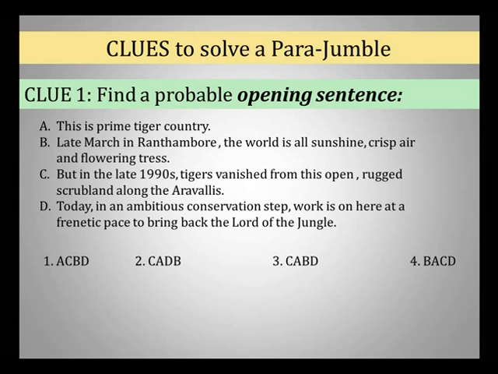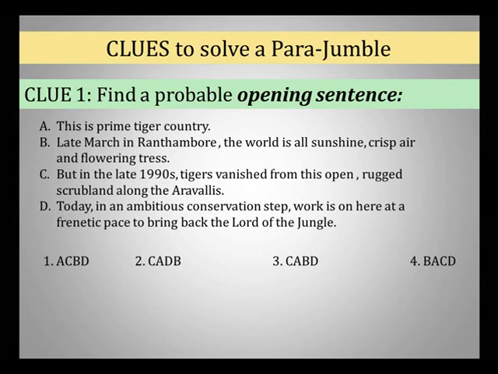Another clue here is C. But in late 1990s, be extra careful with words like but, because, so, therefore, as a result. These are the words which are known as transitory words, the words which indicate a transition or change of idea. But in late 1990s, tigers vanished from this open scrubland along the Aravallis. But indicates a contrast. There has to be a contradiction in the previous idea and this idea.